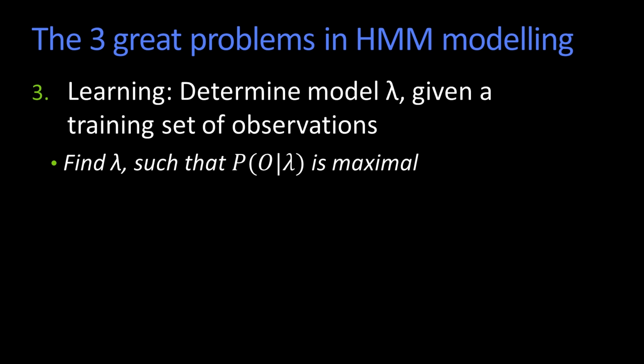And then the third problem is in some sense the most complicated problem, and that is, I give you a bunch of training examples, a bunch of these O sequences, train a model, learn the lambda. The way you learn it is you pick the one that maximizes the likelihood of getting that observation. It's a maximum likelihood method. It's actually called EM, expectation maximization, and we'll talk about that just a little bit. We won't actually do the math of that part.